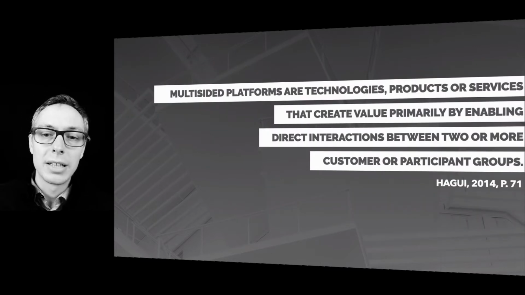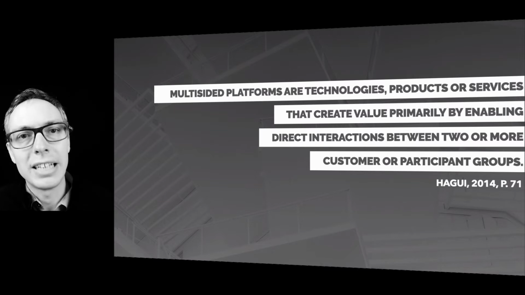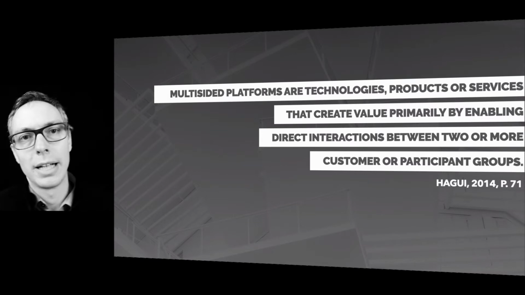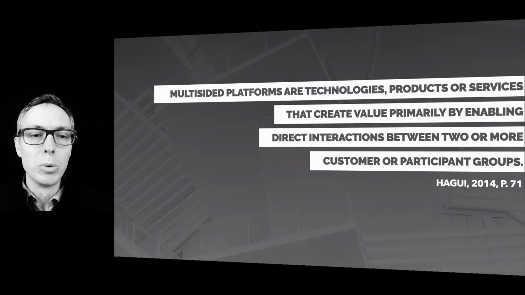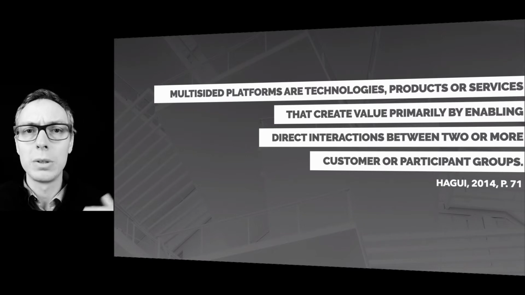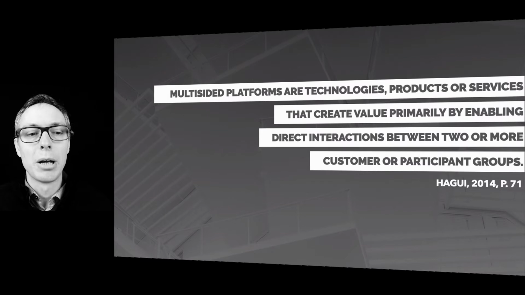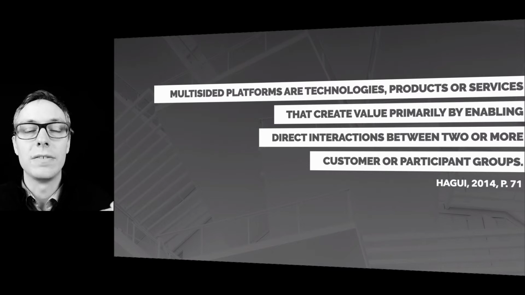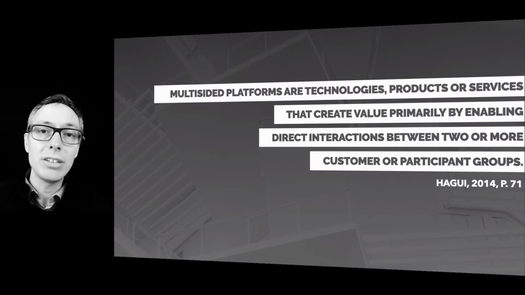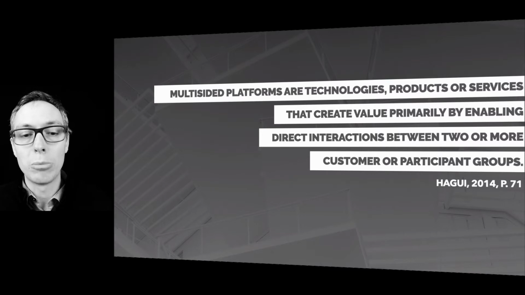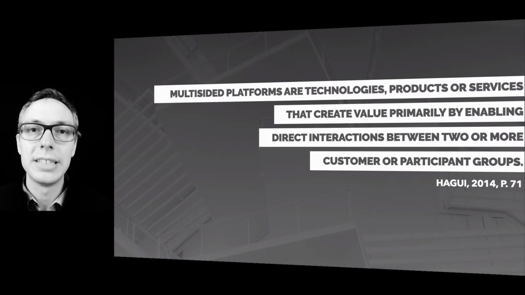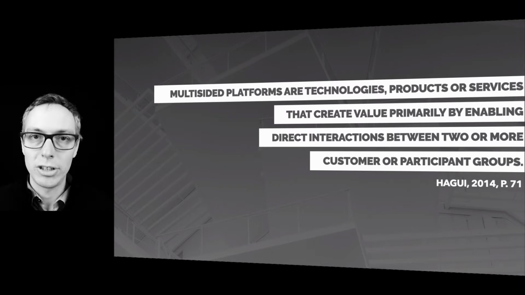Okay, so let's look into a first understanding of what platforms are. In the economic literature, we often refer to platforms as multi-sided platforms. I will explain this in more detail, but multi-sided platforms are technologies, products, or services that create value primarily by enabling direct interactions between two or more customer or participant groups. As a rough understanding, I will provide another definition in the upcoming lesson, of course. But this is, in a nutshell, what platforms are.